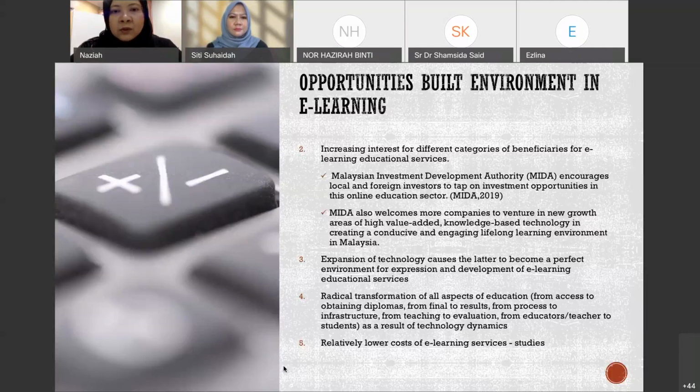So we will keep on changing. We can change all the pedagogy, change on the evaluations, the education, the training among educators. So as a result of the technology dynamics. So the fifth one, the relatively lower cost of e-learning services and studies rather than the conventional one.